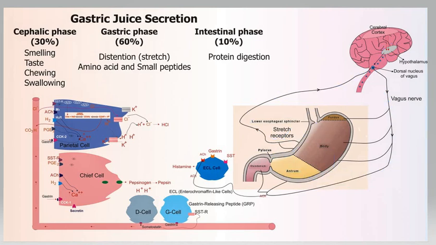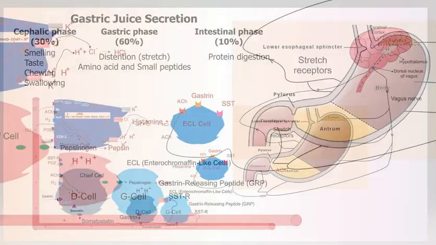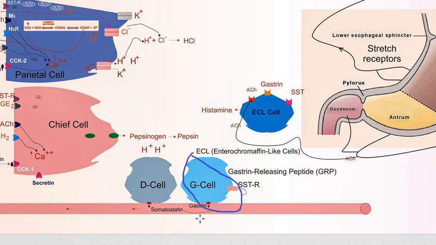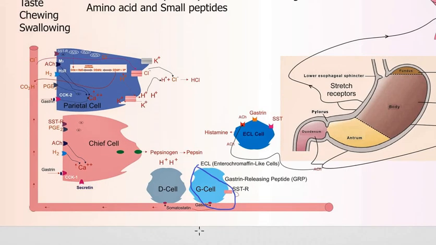Next, let's see what is happening inside the stomach lumen. There are special cells present in the antrum region of the stomach, and these cells are called G cells. When these cells come in contact with partially undigested protein, they release the hormone gastrin into the blood vessels present in the lining of the stomach.